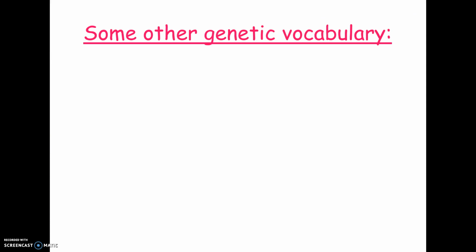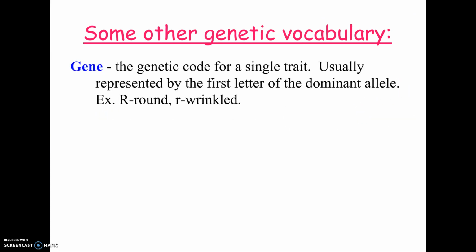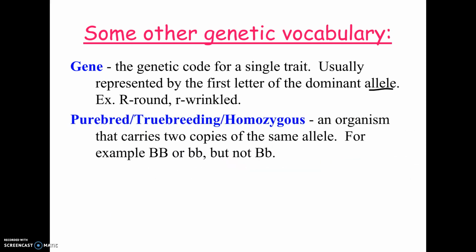All right, the rest of this vocab we've covered most of it already, but it's already written in your notes, so I'm going to run through it really quick. Again, a gene is the code for a trait. An allele is a version of that gene, like round versus wrinkled, like brown eyes versus blue eyes, like curly hair versus straight hair, basically the genes for those particular versions of the trait. Purebred, homozygous, or true breeding are all synonyms. They all mean the same thing.